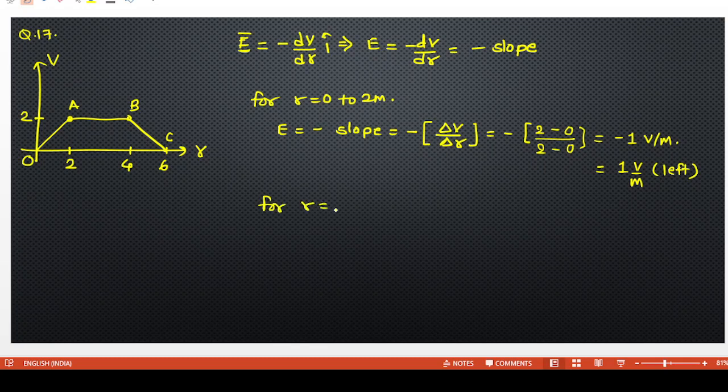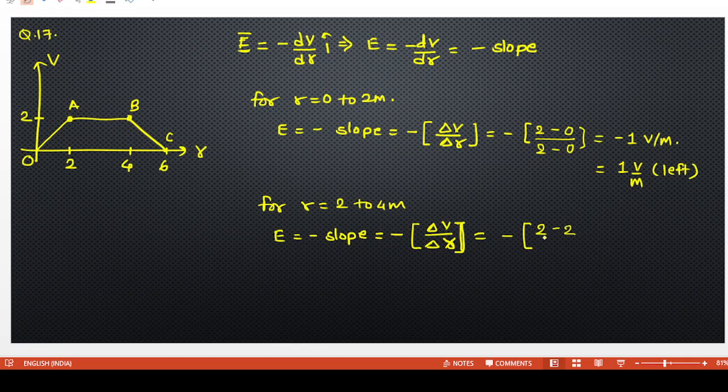For position equal to 2 meter to 4 meter, what will be the electric field? Again, it will be negative of slope. Because it is a straight line, you can directly find the slope as change in y upon change in x. Here y is potential and x is distance, so delta V upon delta x. What is the change in potential? Change in y. How much is the change in y? What is final y? At point B, how much is final y? 2. At point A, how much is initial y? Final y minus initial y. Initially and finally y is same.